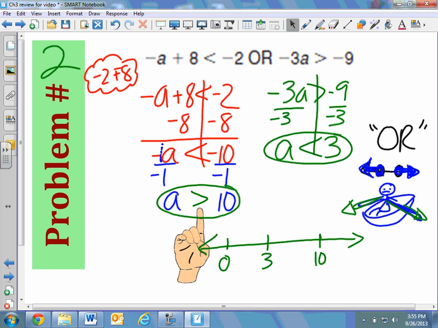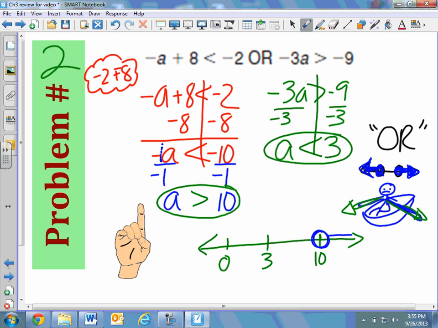This one is open, so we're going to use an open circle here. And which way are we going to graph it? Well, remember, it's like an arrow pointing this way, right? Because a is bigger than 10. So it can be an 11, a 12, a 13, a 14, a 15, and so on. So I'm going to use an open circle and shade to the right.